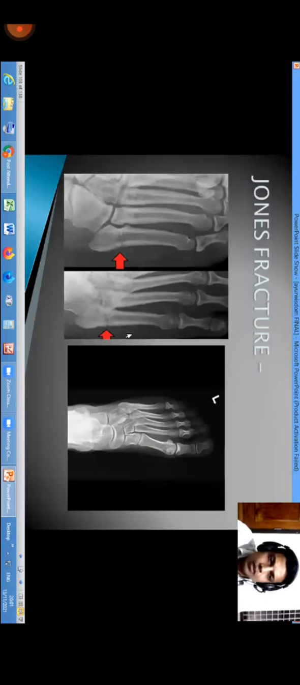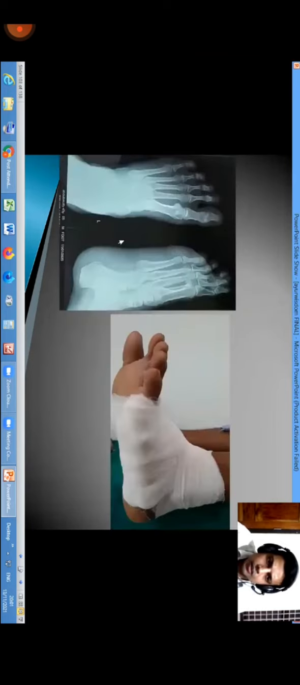Then next is Jones fracture. Jones fracture is a fracture of the fifth metatarsal distal to the joint. Here we can see the fracture line. It is distal to the joint. This is called Jones fracture. And Jones fracture we can manage conservatively by a splinted bandage.